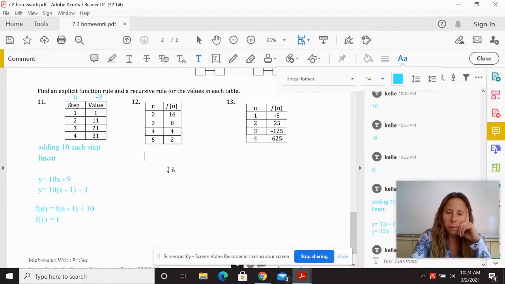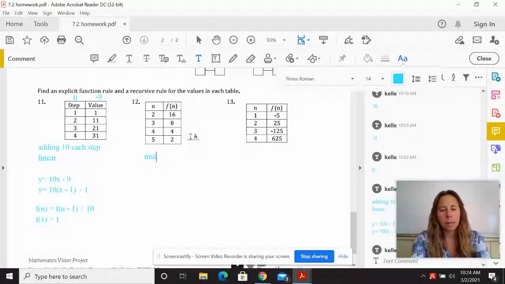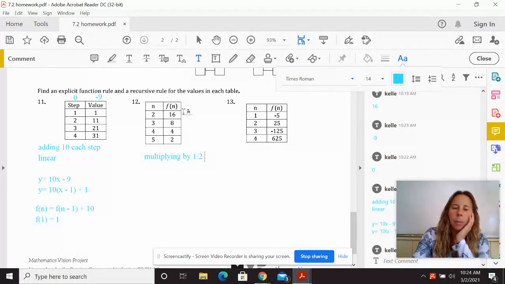So number 12, what's going on in number 12? It looks like we are dividing by 2, which is the same as multiplying by 1/2. 16 times 1/2 is 8. 8 times 1/2 is 4. 4 times 1/2 is 2.